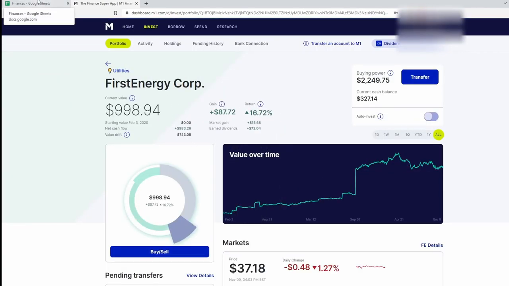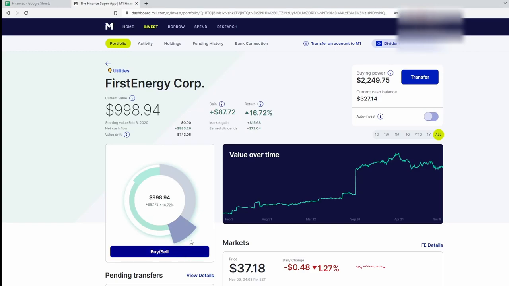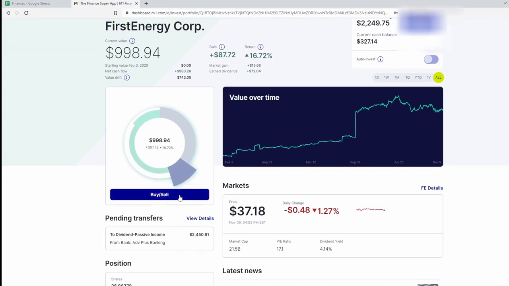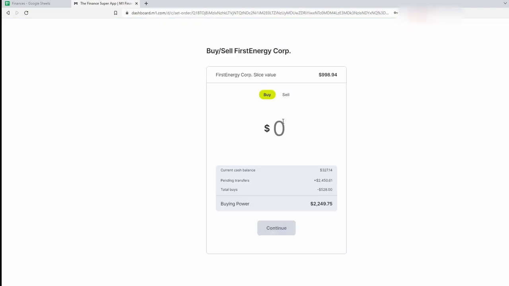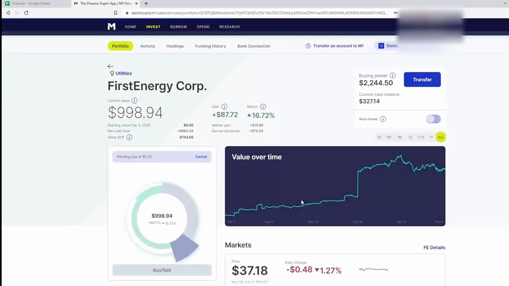And now coming back to the utilities, next we got First Energy. First Energy was my provider for the last place I lived. That's essentially why I have them, and honestly I should have bought more. They crashed a couple years ago during 2020, and now I'm kicking myself because I should have bought more. This is $5.25. I do not know if I can actually buy $5.25 of this though. Oh well, I guess it's worth a try. Let's see, 5.25, can I buy it? Yes, I can.